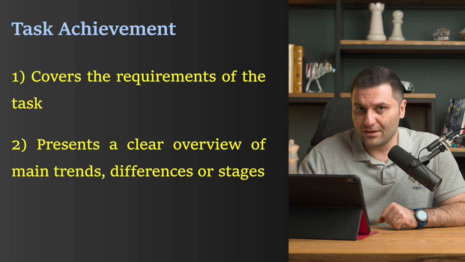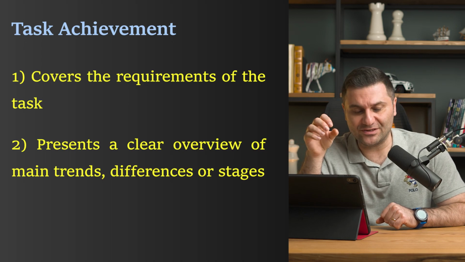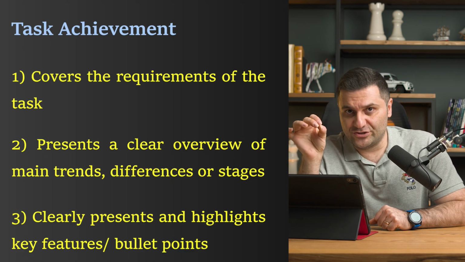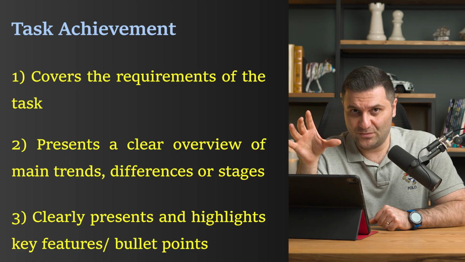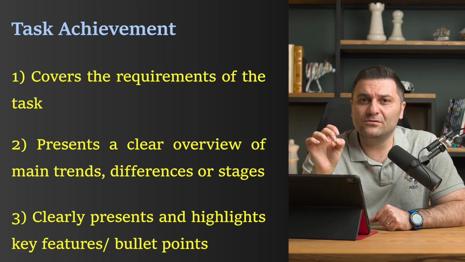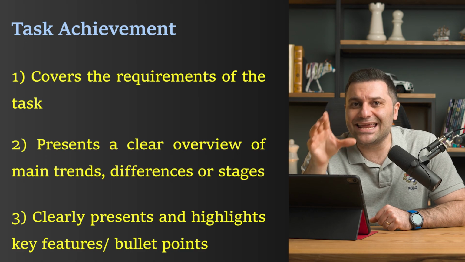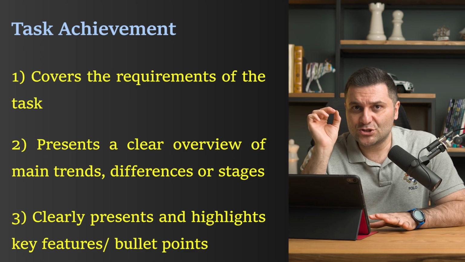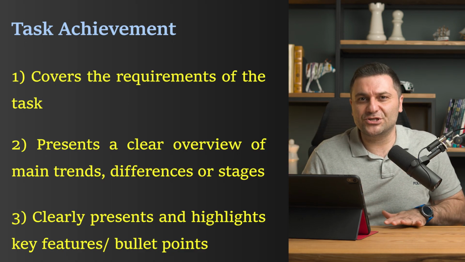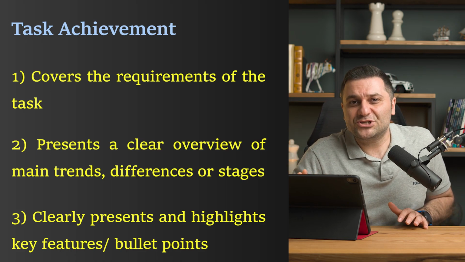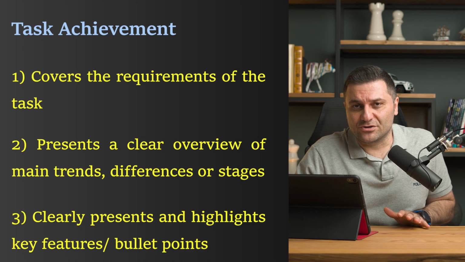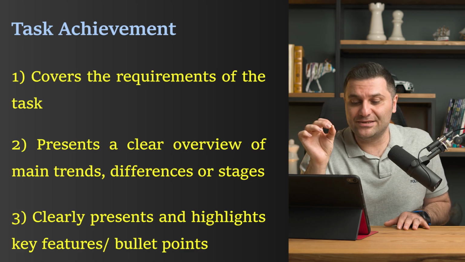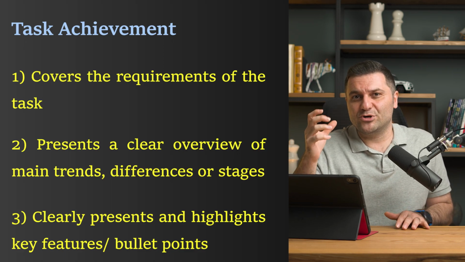And the next thing related to task achievement is that your writing clearly presents and highlights key features, or let's say bullet points. You should be very careful about choosing the right data in your chart, diagram, pie chart, or anything it is. You will be given a lot of information, but not all of it is necessary to use in your IELTS writing. So you should be very careful in this part about how to choose the main data that the examiner is looking for.